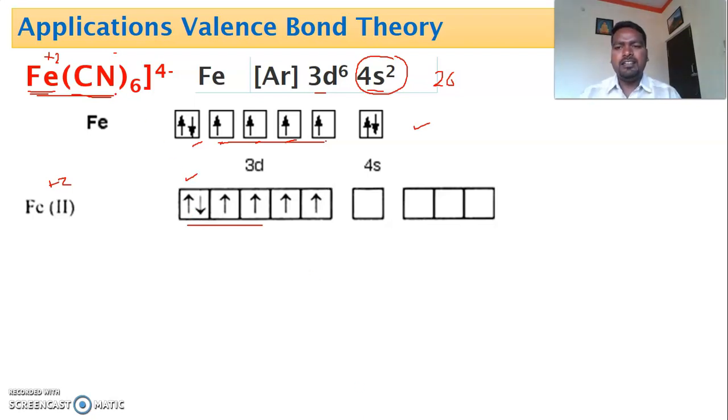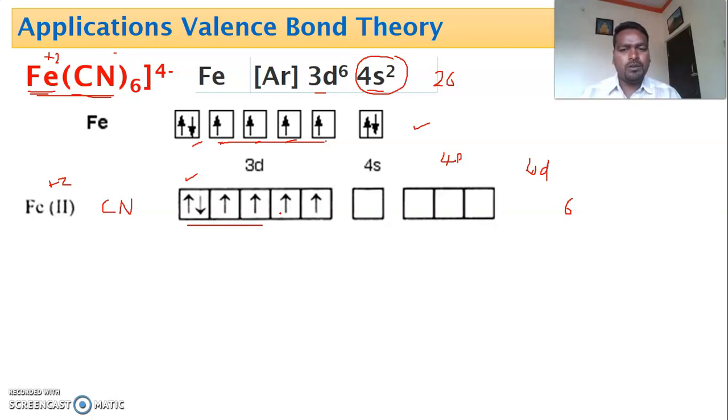And in this complex there are 6 cyanide ligands present here, and for the 6 ligands we need 6 empty orbitals. So the 6 empty orbitals are 3d, 4s, 4p and 4d. And in this case cyanide is a strong ligand. You know the meaning of strong ligand. The strong ligand forces the unpaired electrons to pair up.